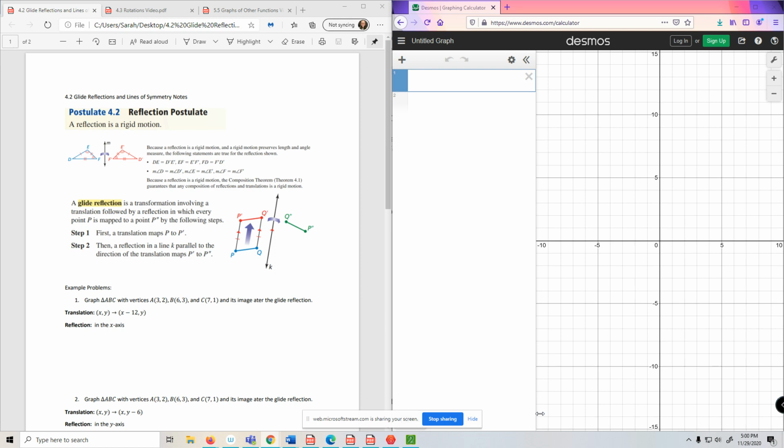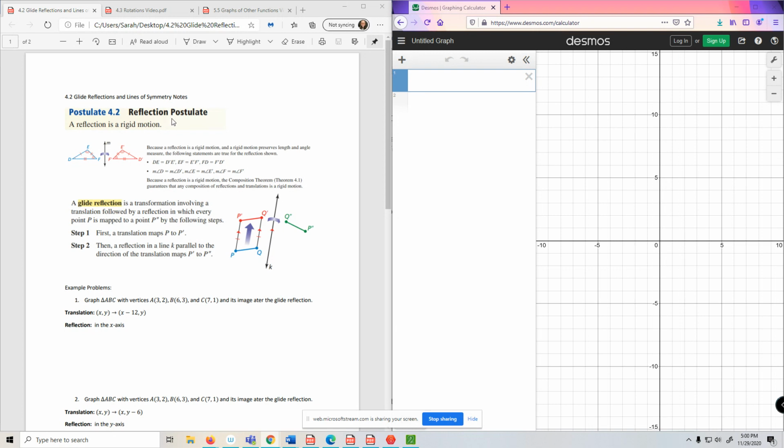Hello, today we're going to talk about glide reflections, which is just a continuation of what we've done with reflections so far, and finding lines of symmetry. Speaking of things we've done so far, we have a new postulate right here, which looks a lot like one we saw in the last section.